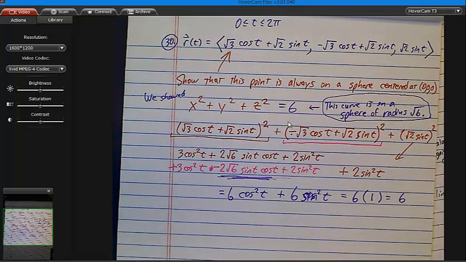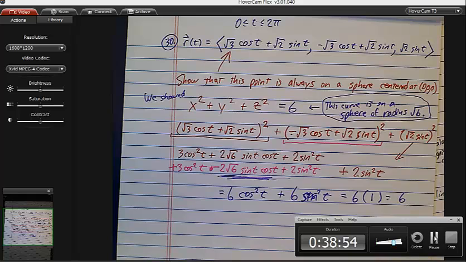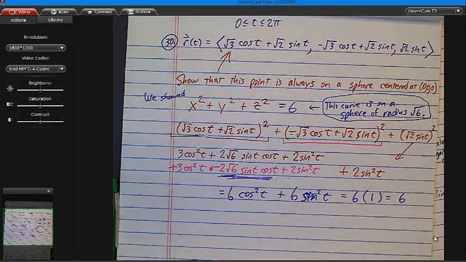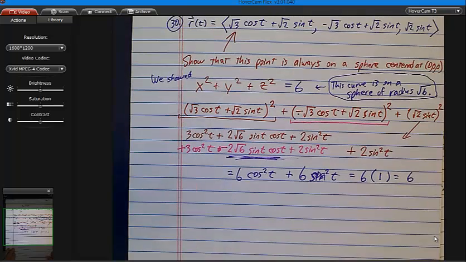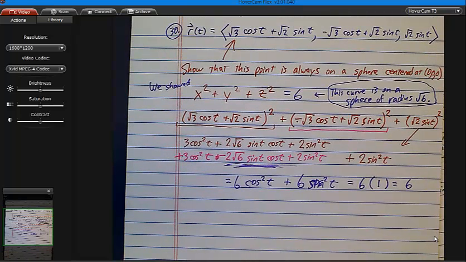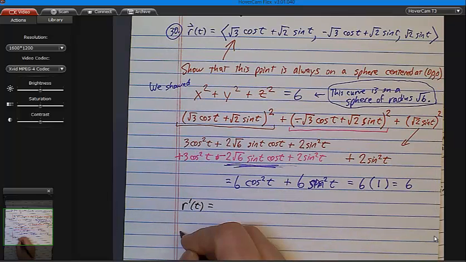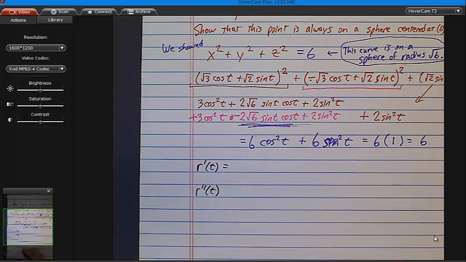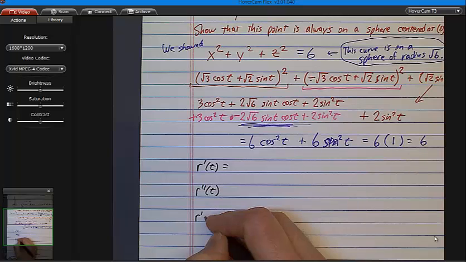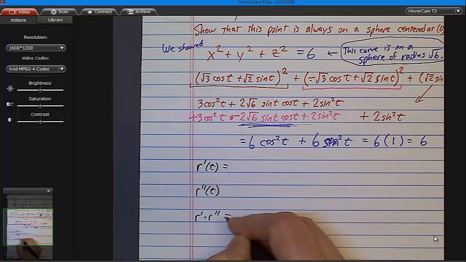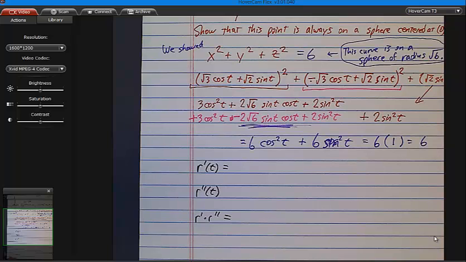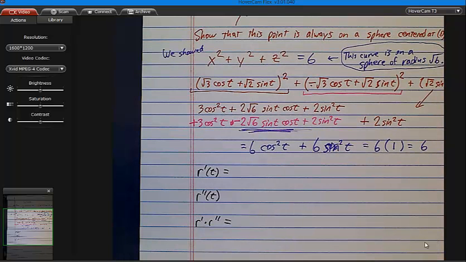Are you with me? So what's the rest of it? Well, if we want to show that the velocity and acceleration vectors are perpendicular, I need to compute them first. So I'm going to compute r prime, then I'm going to compute r double prime, and then what I'm going to do is I'm going to do r prime dot r double prime. And when I dot them, I hope I get 0. So that's the rest of the game.